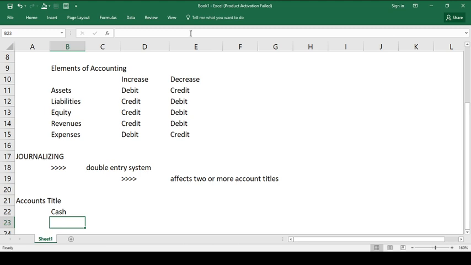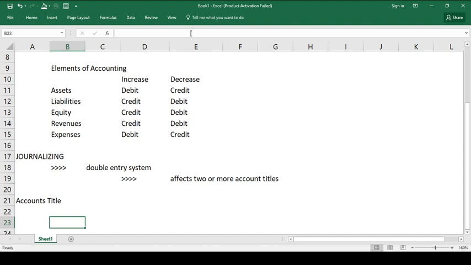For liabilities, marami din yan. We have the accounts payable, we have the notes payable, we have the accrued expenses, we have the salaries payable. Those are liability account titles. For assets, marami din. We have the cash. That is the account title, the most common. We have the accounts receivable, the notes receivable, the inventory, the prepaid expenses. Those are most common account titles on assets.